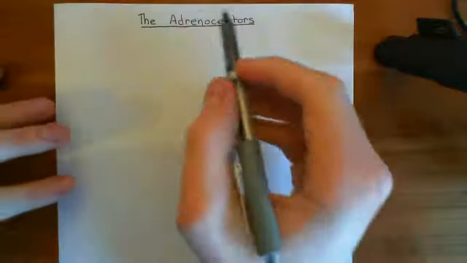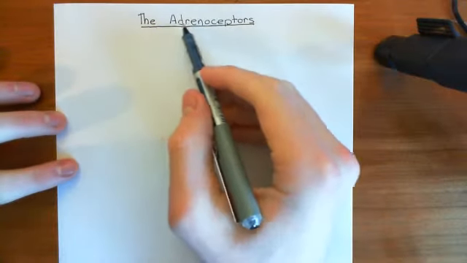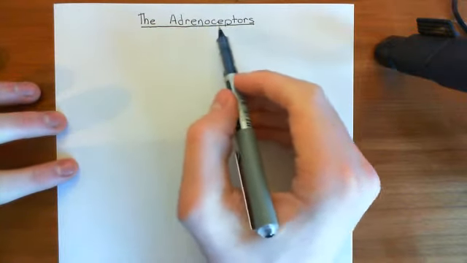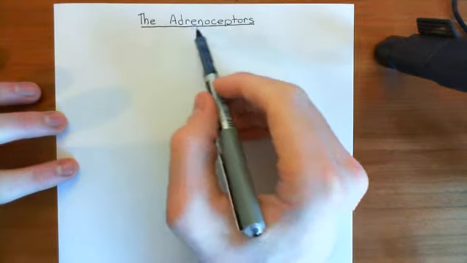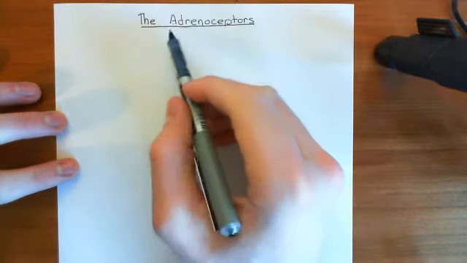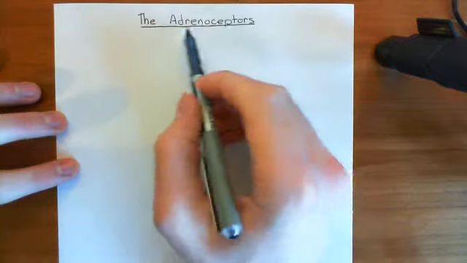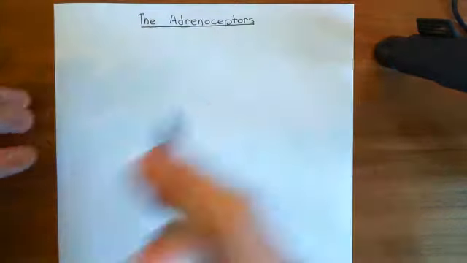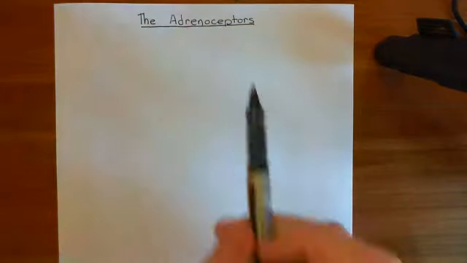Now, firstly, just a bit of terminology. Some people call these adrenoreceptors, some people will call them adrenergic receptors, some people will just call them adrenoceptors, like I've done here. So they're all the same thing. I think this one is the most common nomenclature for the receptors to noradrenaline and adrenaline.